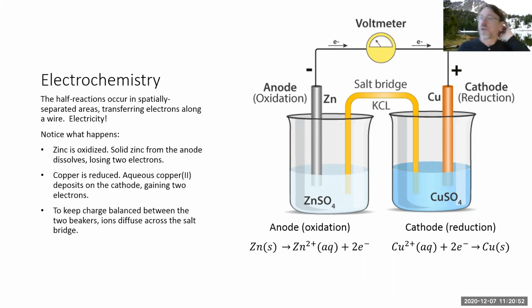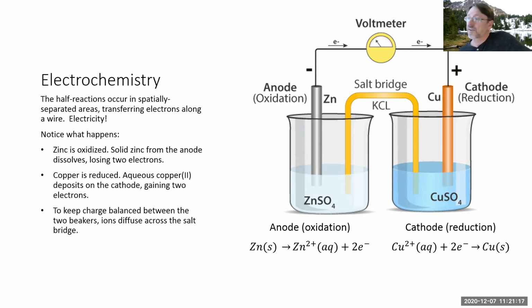Okay. We're now ready to talk about electrochemistry. Electrochemistry is when we take the two half reactions and we separate them. So they're happening in two different places. Now, I initially introduced redox reactions by saying that they both have to happen simultaneously in order for the reaction to occur. And that's the case.